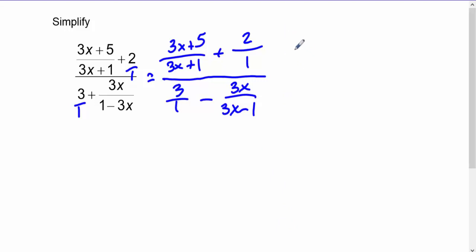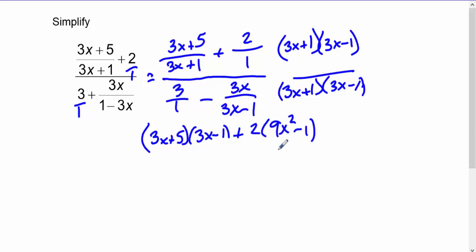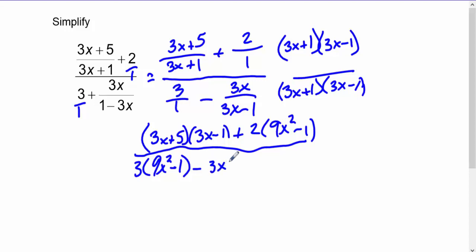So now I look and I say, all right, well, I've got an LCD top and bottom of 3x plus 1 and 3x minus 1. I'm going to multiply by that form of 1 to both terms. Likely I'm going to have some foiling to do. So when I multiply over here, the 3x plus 1 goes. I'm just going to write this out for right now as 3x plus 5 and a multiplication of 3x minus 1 plus, these are a difference of squares, so that's 2 times 9x squared minus 1 over. Again, I've got a 3 times difference of squares, 9x squared minus 1, minus the 3x minus 1's go, 3x times 3x plus 1.